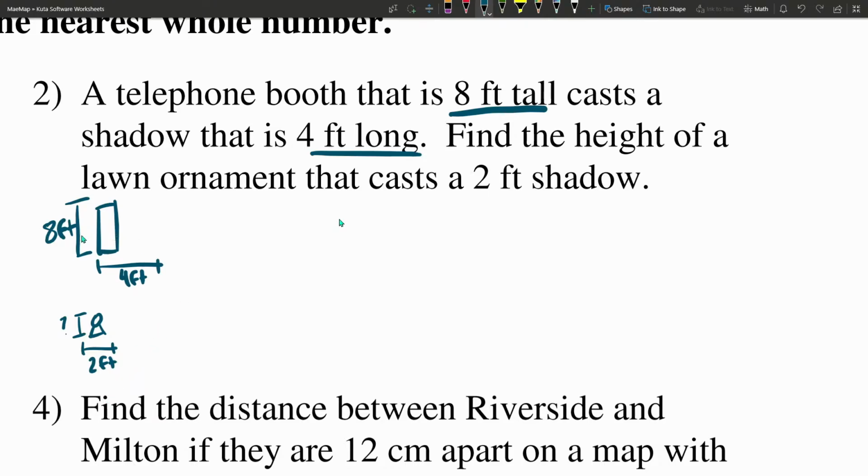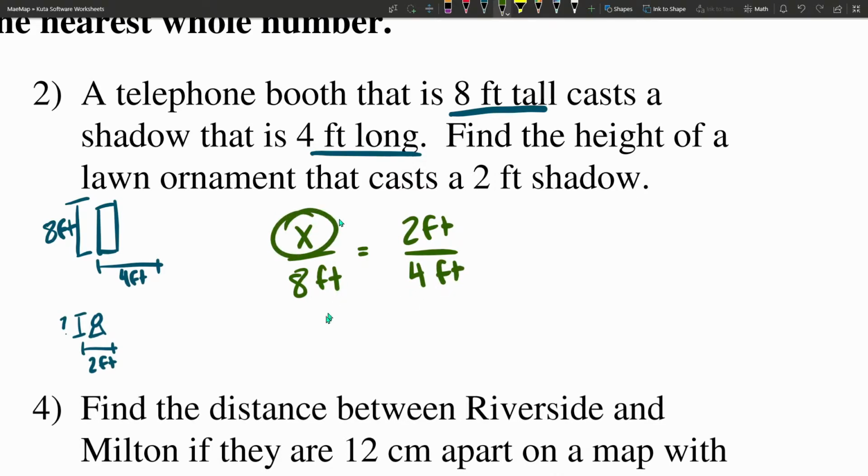Well, let's set up our proportions. 8 feet is to 4 feet, as our unknown length is to 2 feet. Or I could say 8 feet is to our unknown length, as 4 feet is to 2 feet. There's multiple different ways to set up this proportion. Let's put our unknown side over 8 feet. So I'm going to label that unknown side as some variable x. X, our unknown, over 8 feet is going to be equivalent to, if I put my unknown side over 8, I need to put the shadow length of that unknown side, which is 2 feet, over the shadow length of the telephone booth, which is 4 feet.